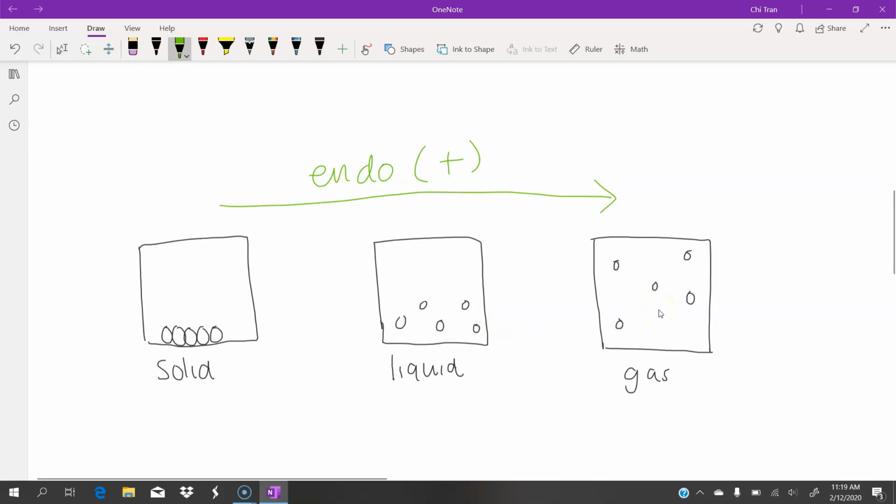And so the opposite, it's an exothermic reaction. So going from a gas to a liquid to a solid. So the atoms in the gas need to release energy, release in the form of heat, to move slower and closer to each other to go from a gas to a liquid to a solid.